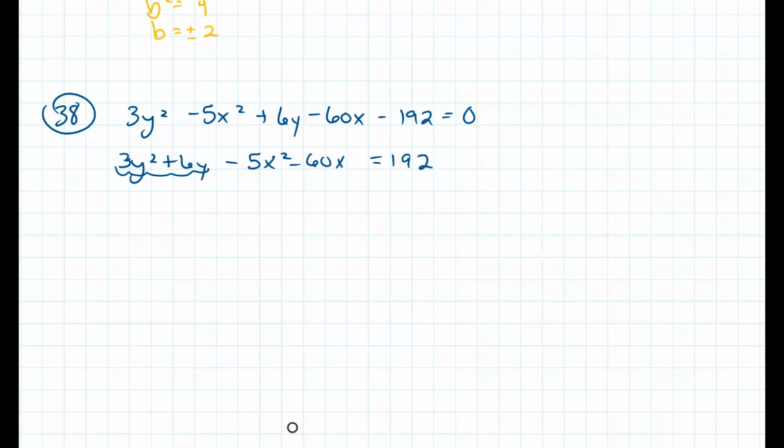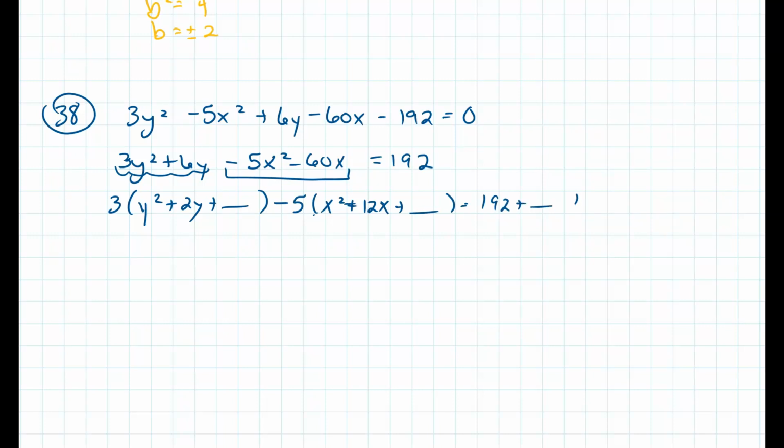And for some reason, it wanted to change on me. So we go 3 times quantity y squared plus 2y, and we're going to go plus blank. And then this one, we have a negative in front of the x squared, and that's what has to be factored out, a negative 5. And that gives us x squared minus 12x plus blank equals 192 plus blank, because we have to do it for both of our completing the squares here.